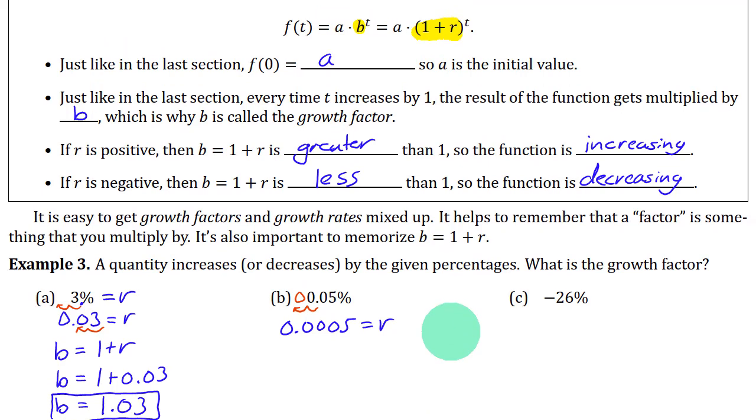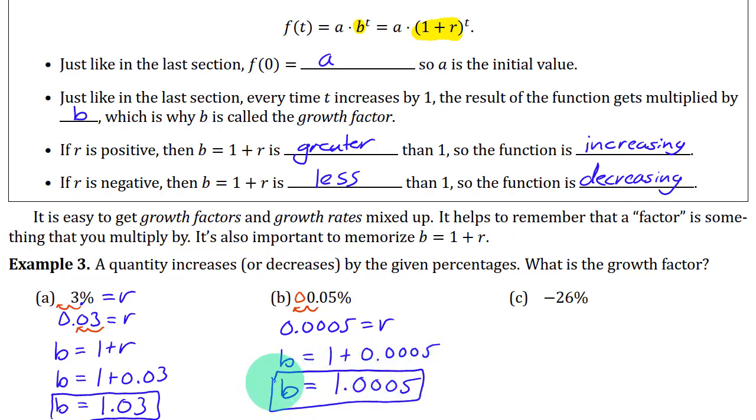And we're going to use this fact that b is always equal to 1 plus r. So if you want to increase something by 0.05%, you're going to multiply it by 1 plus 0.0005, which is the same thing as 1.0005. And by the way, as a percentage, this would mean 100.05%. So to increase something by 0.05%, you'd multiply it by 100.05%.